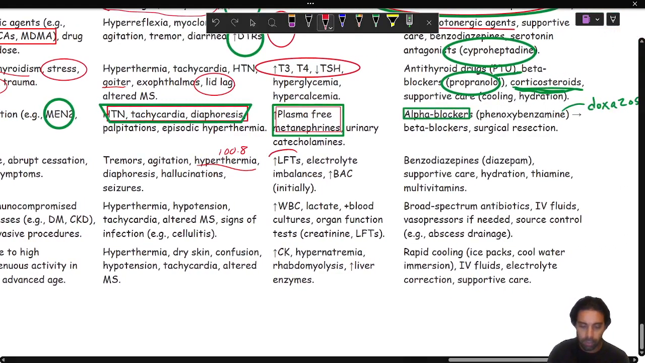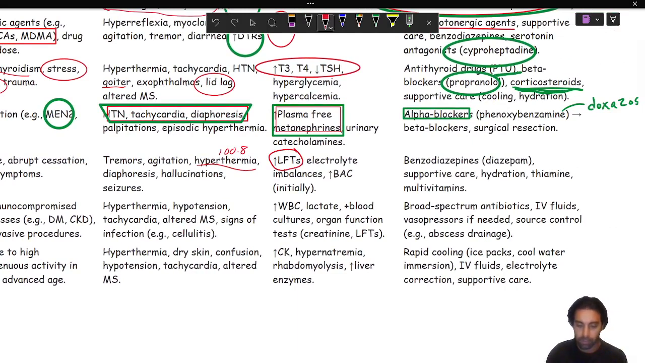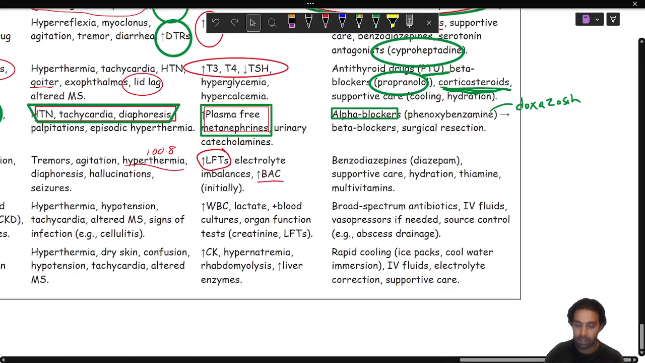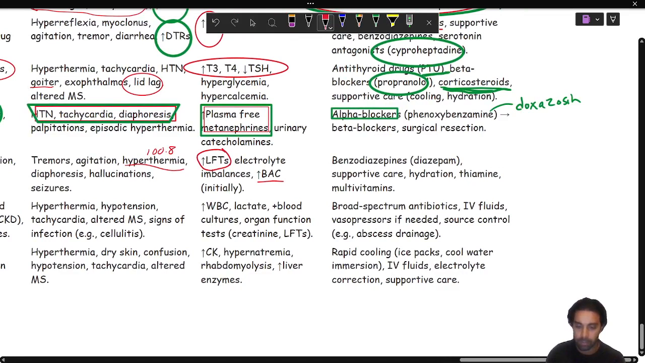So this one, you're going to have elevated LFTs because they're alcoholic. They're injuring their liver. They might have electrolyte issues. And their blood alcohol concentration will be elevated, but they may not give you that information right away, okay? And the mainstay for this is going to be benzodiazepines.